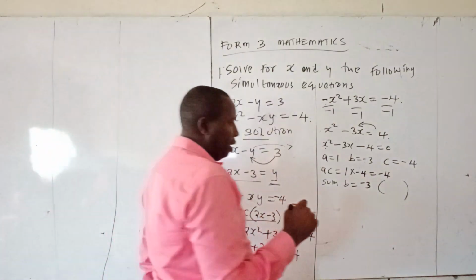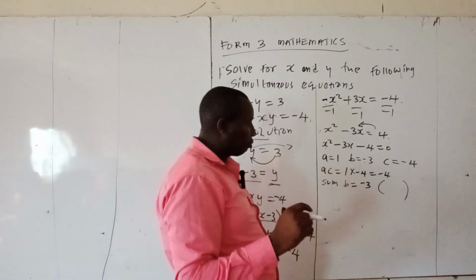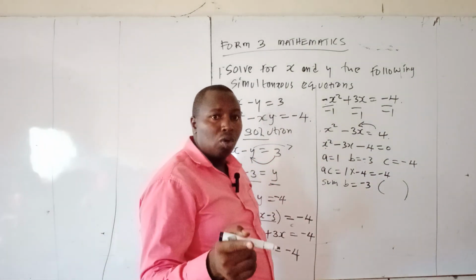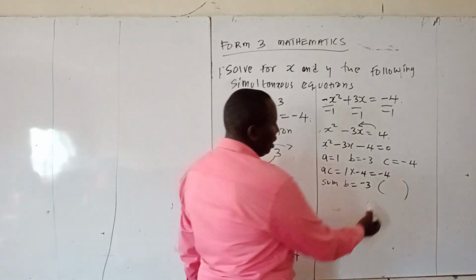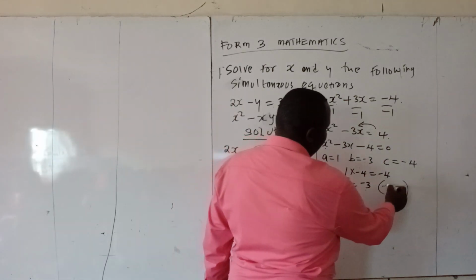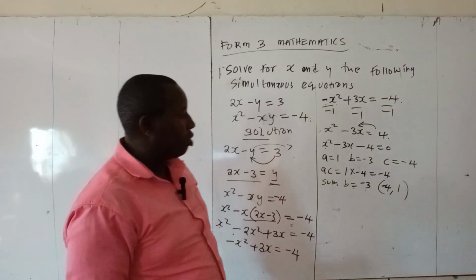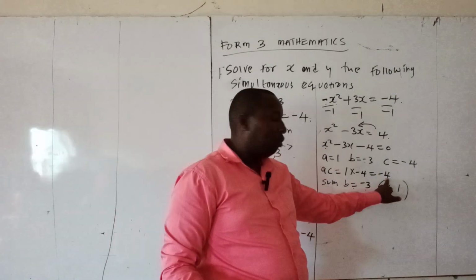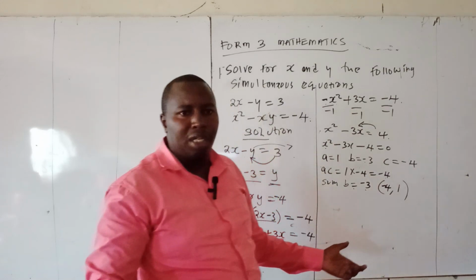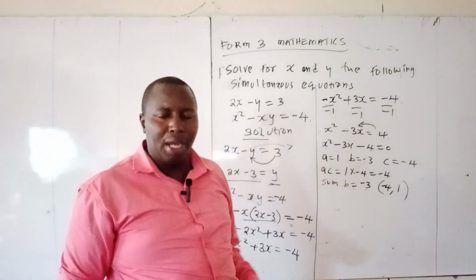So these are the factors of 4. And when you multiply them, you get minus 4. And when you add them, you get minus 3. The numbers are minus 4 and 1. Those are the numbers. So multiply negative 4 times 1, get negative 4. Negative 4 plus 1, you get negative 3. So those are the two numbers that you require.